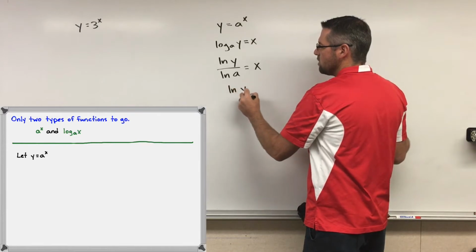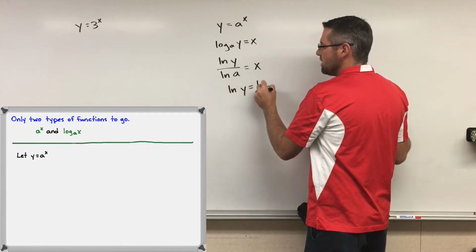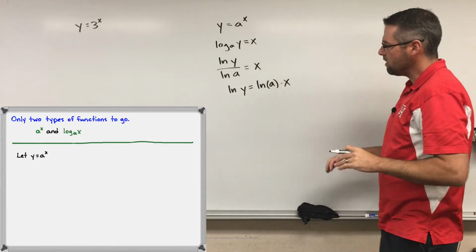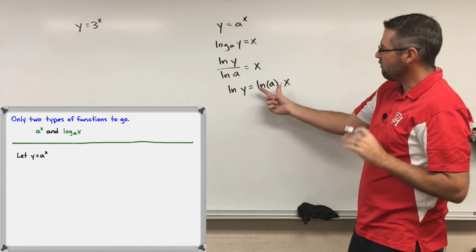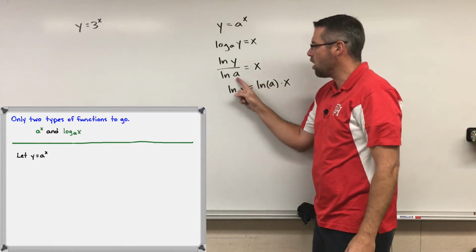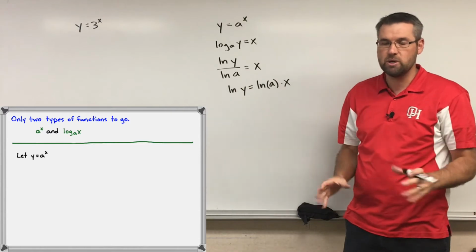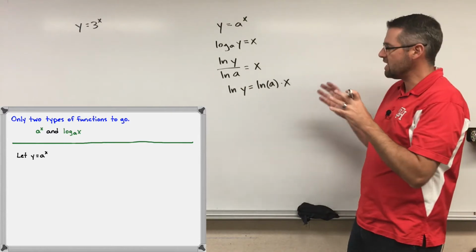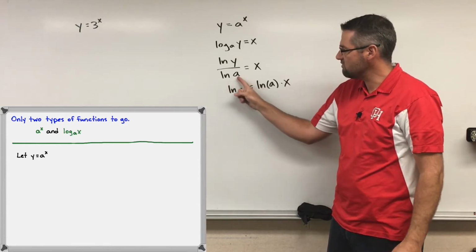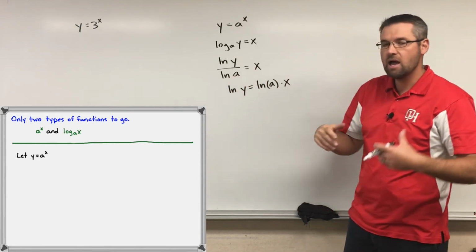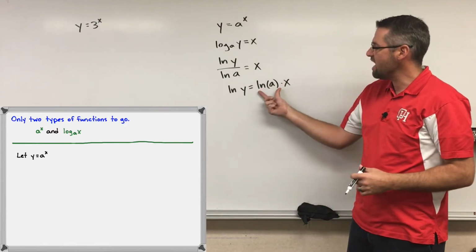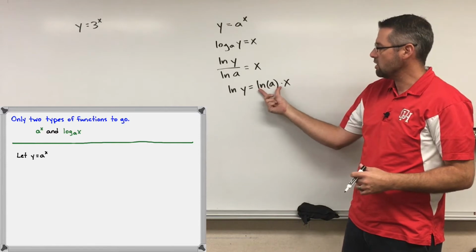So I end up with natural log of y equals the natural log of a times x. Now, the reason I put the natural log of a out front is because I want to recognize it as something. A is a constant value. It's a number. We don't know what that number is, but it's a number. So if I were to type this value into my calculator and find the natural log of it, I would get a number out. The point being that natural log of a is a constant, okay?